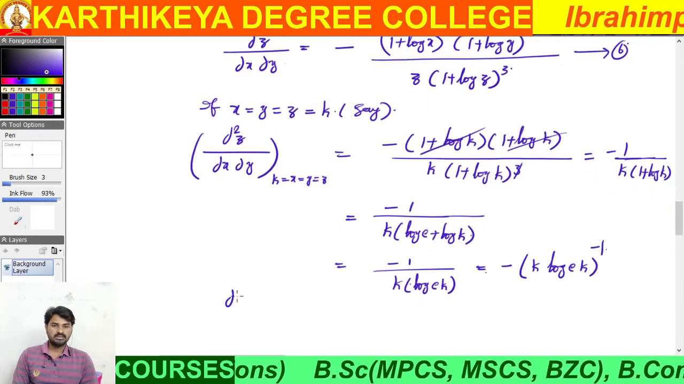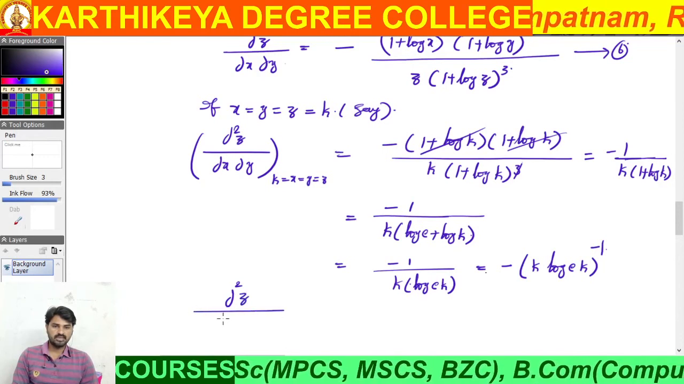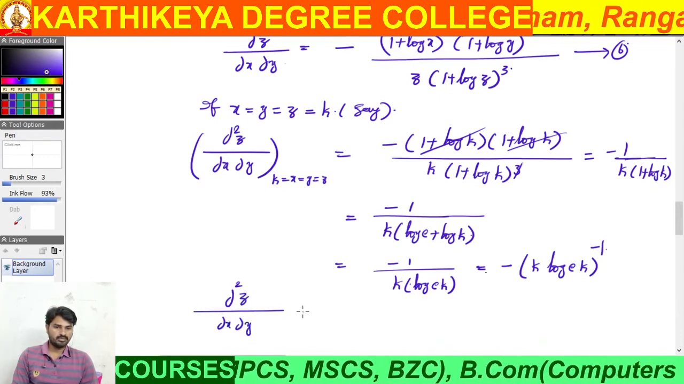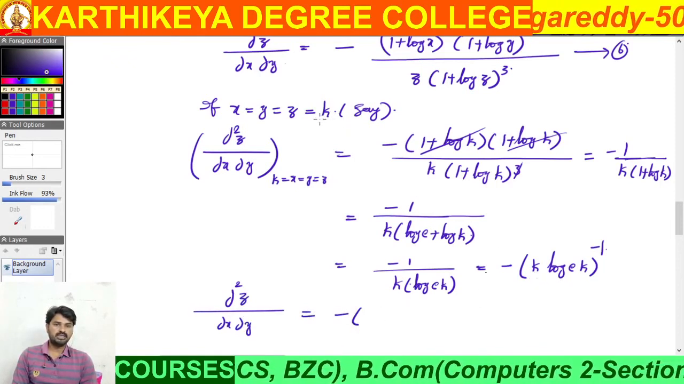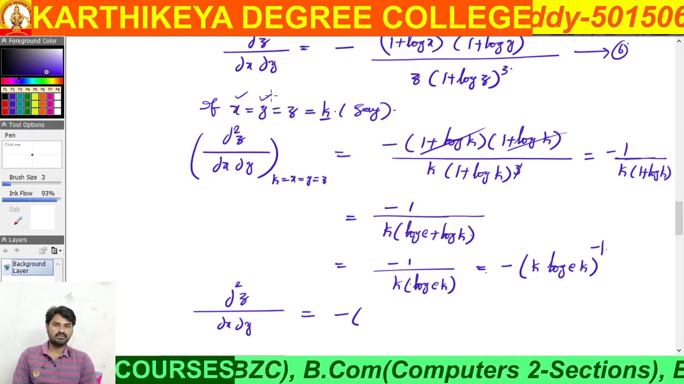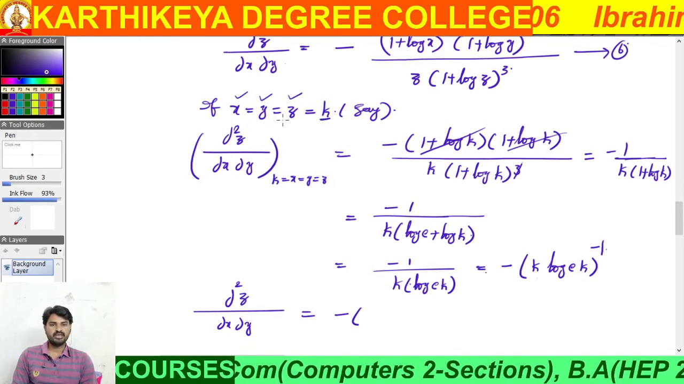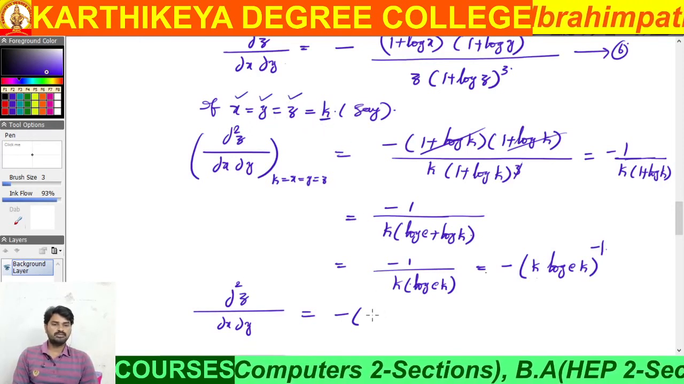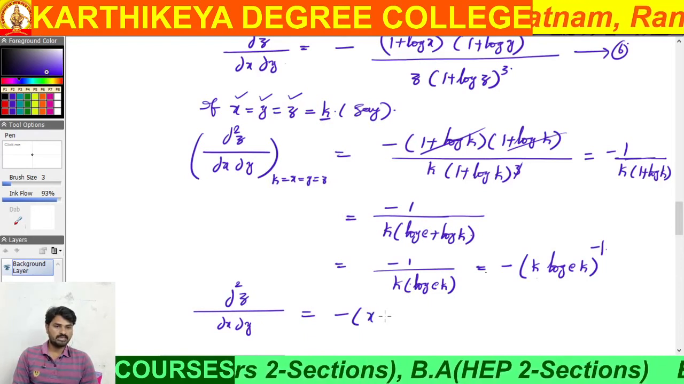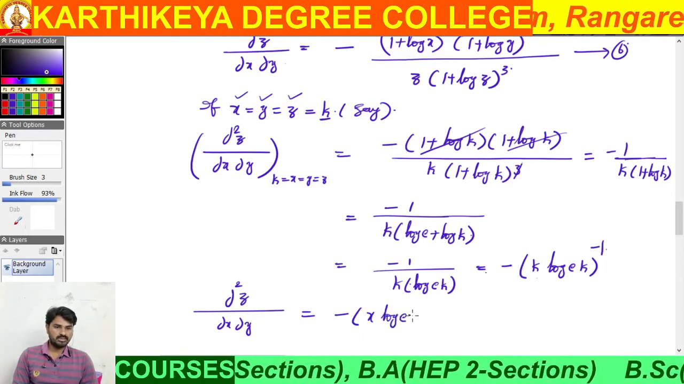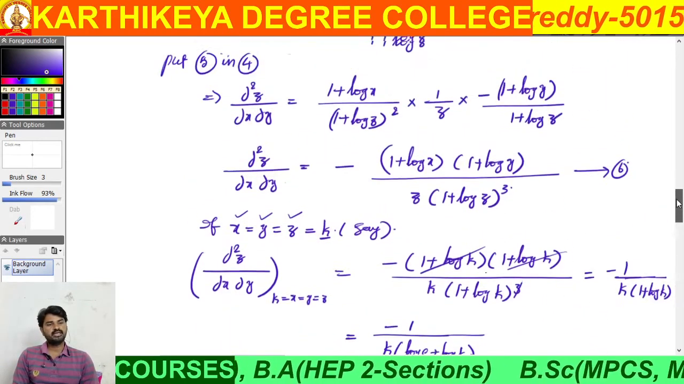But here the answer should be in the x values, so dou square z by dou x dou y can be written as minus of, k means either x or y or z, so you can take either of the values of x, y and z as k. But our required answer should be in the x term, that's why I am going to take k as x. Now (log e x) whole to the power of minus 1. Okay students, I hope you understand this problem.